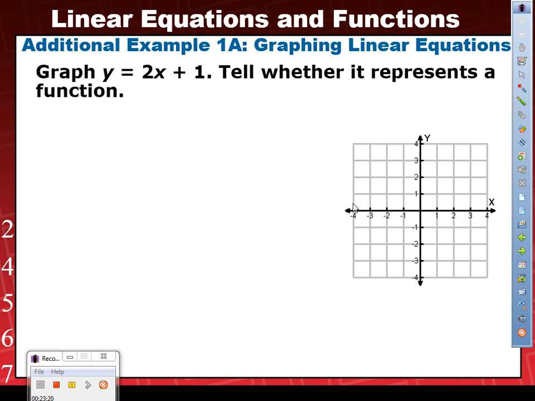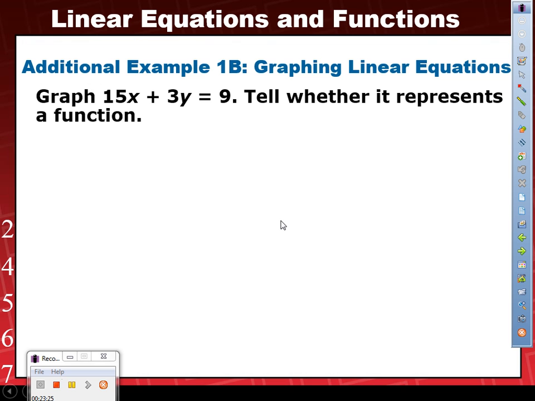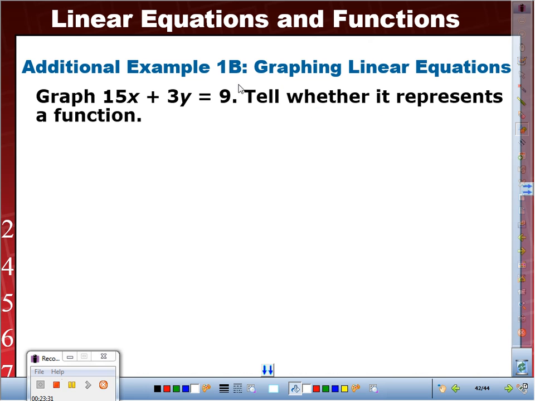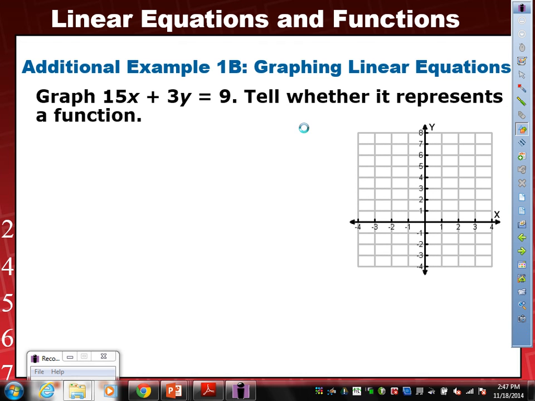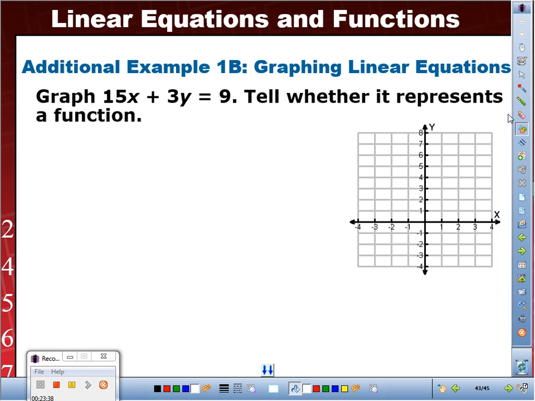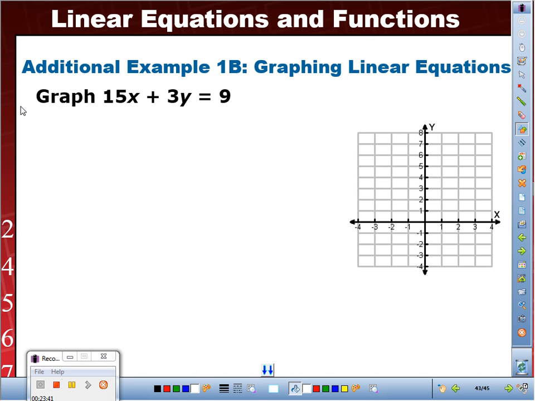All right, let's continue. So with that said, on the right-hand side, the graph to the right-hand side, copy this one. Example 1B. You don't have to copy the instructions anymore. You already have them. So just write 1B and copy the equation. It says graph 15x plus 3y equals 9.